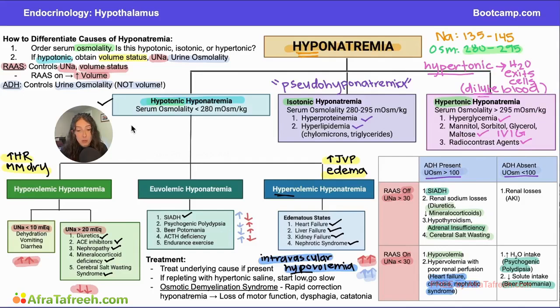Then you need to determine what is going on with our RAAS and our ADH and which bucket are we in. If they're hypovolemic, you should be asking yourself, okay, is the RAAS on or off?